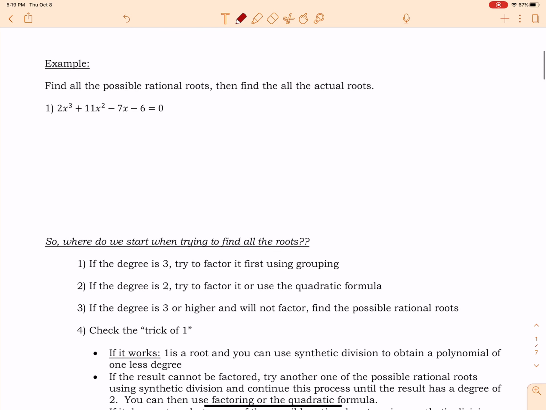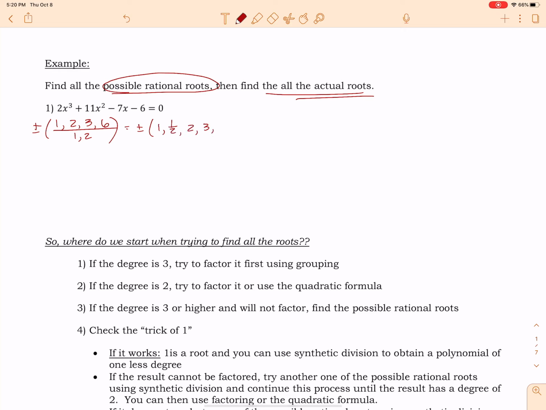All right, so as we're looking through here, we're going to look at example 1 right here. We're going to find all the possible rational roots, then we're going to find all of the actual roots. So I'm always going to start off with finding all my possible rational roots. So I've got my factors for 6 in the numerator, my factors for my lead coefficient of 2 in the denominator. So I've got plus or minus 1, 1 half, 2, 3, 3 halves, and 6. All right, so those are all my possible rational roots.